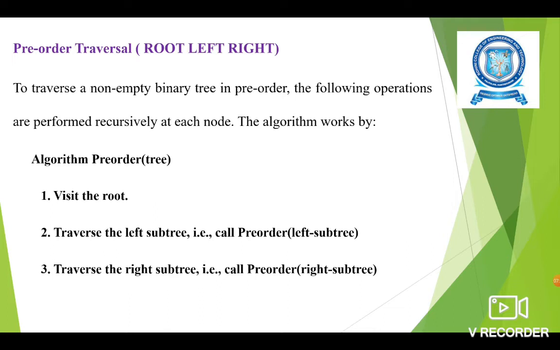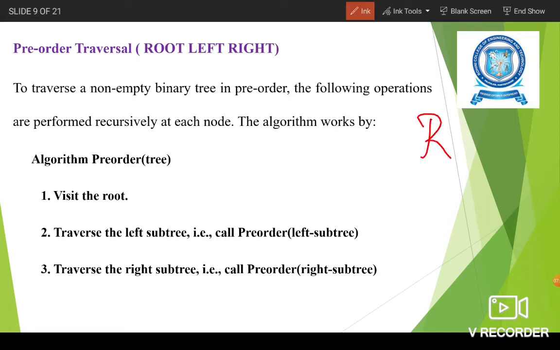So preorder traversal is nothing but root, then left, then right. This is how we are visiting the nodes in the binary tree. The algorithm for preorder is: visit the root node, then traverse the left subtree, then traverse the right subtree.